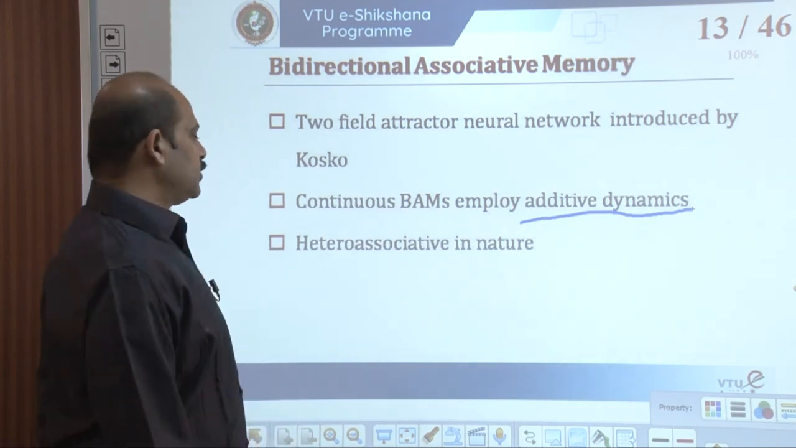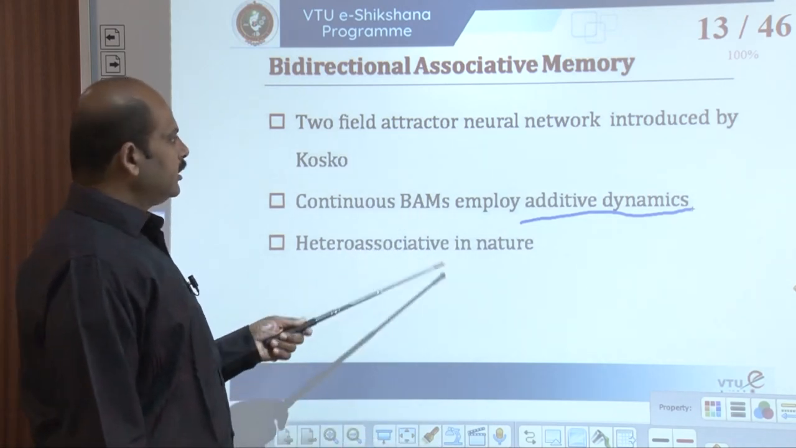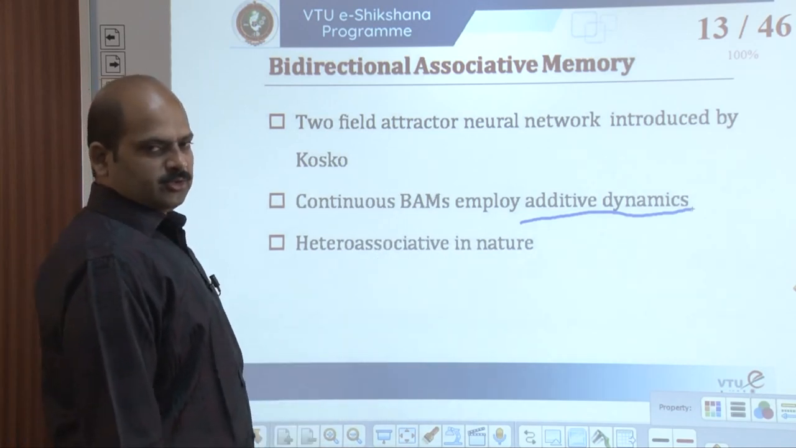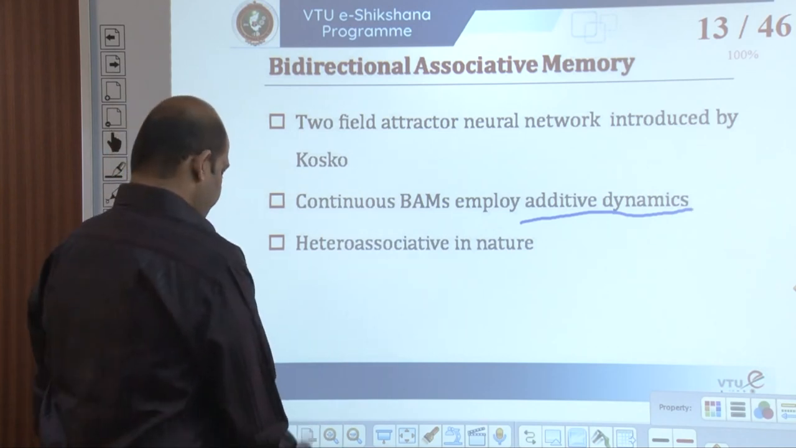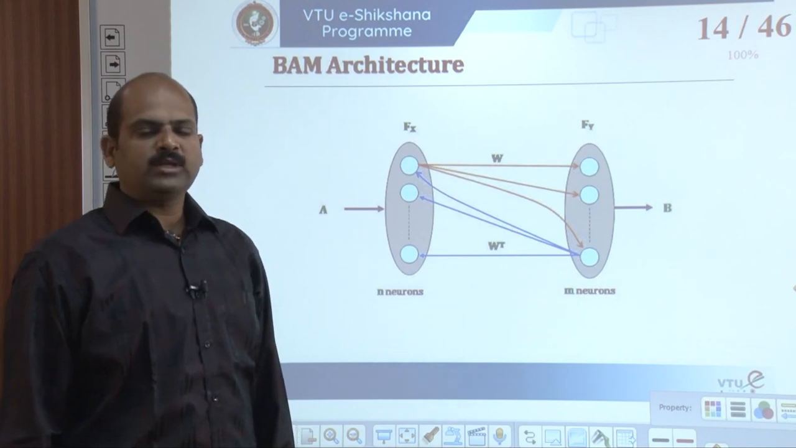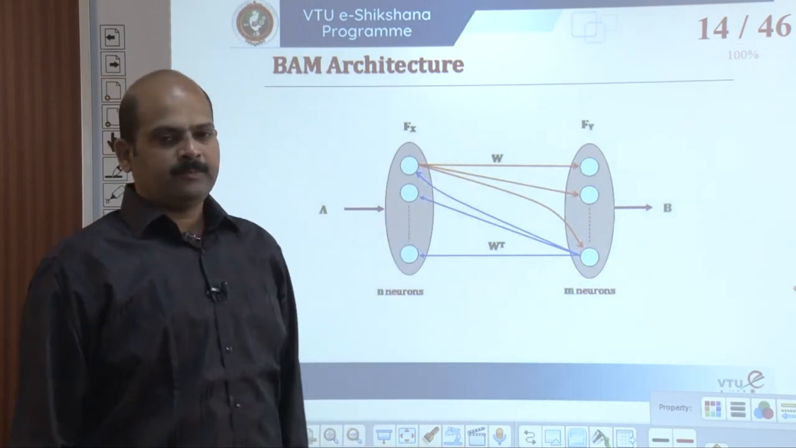So, this is going to be heteroassociative in nature. These are the important parameters we have to analyze about the bidirectional associative memory related to the artificial neural network. Let me discuss the architecture, how the architecture is going to be present, the BAM architecture.